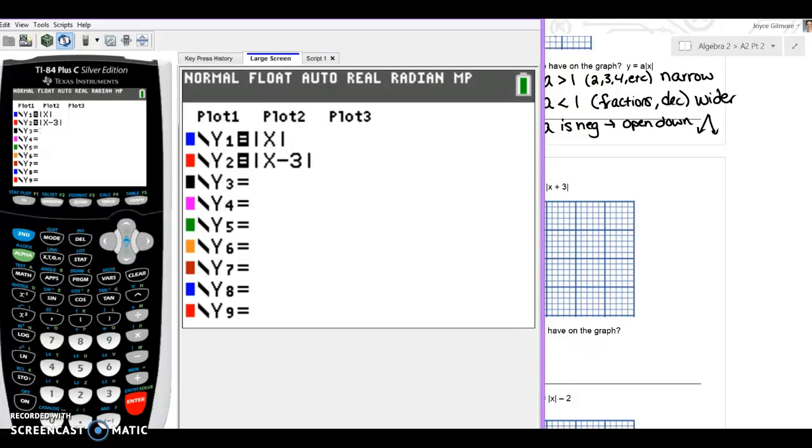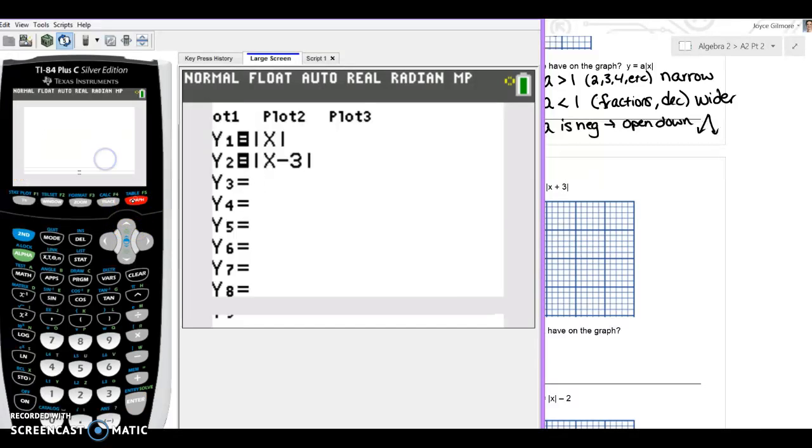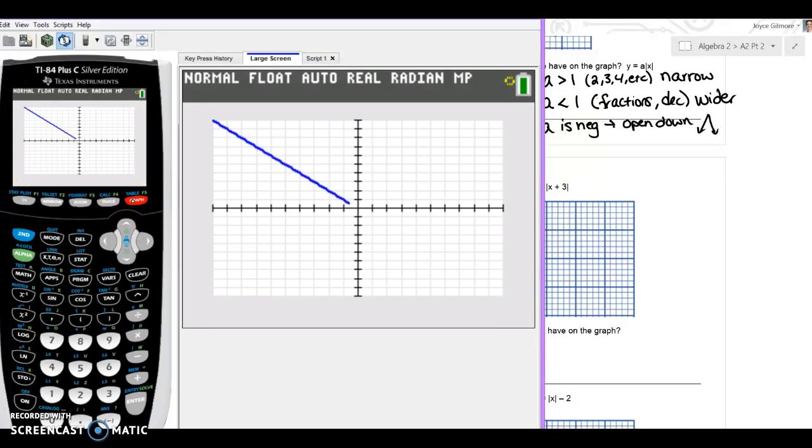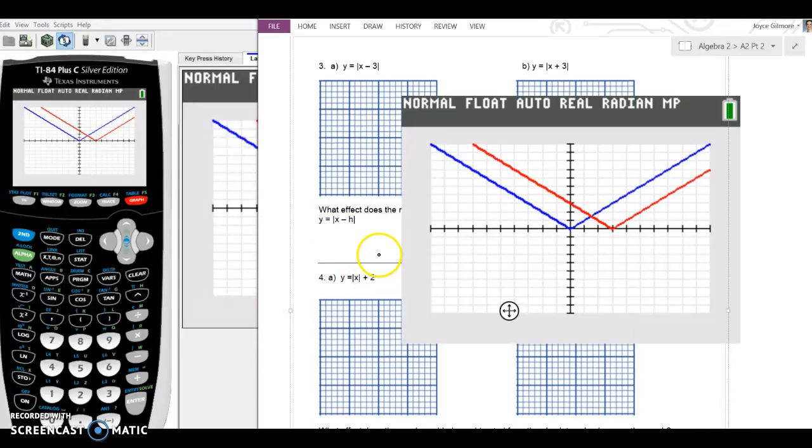And again, the guess from my 4th hour class was that this graph is going to move left. At least that was the guess from a person or 2 or 3. Let's see what happens. So the blue one is our parent function. The red one is our new function. What happened? It moved over 3, but which direction? Right. That's kind of weird, isn't it?